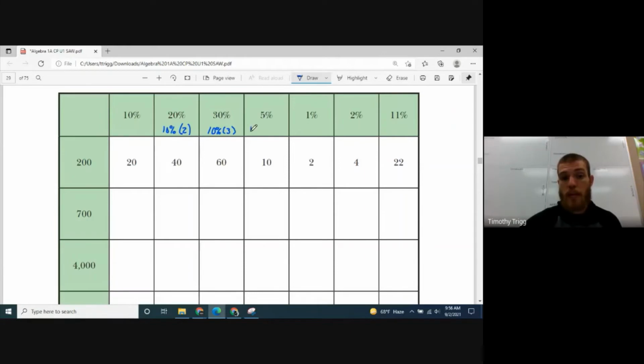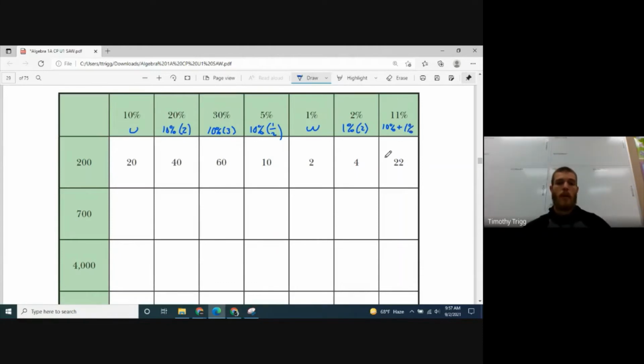For the 5%, you would take the 10% and then cut it in half, or in other words, times 1/2, or in other words, divide it by 2, right? So 20% divided by 2 gives you 10, just as the 10% divided by 2 gives you 5%. To find the 1%, you move the decimal 2 places. Here, I'll just show this one decimal place. Here you do 2 decimal places. To find the 2%, you would do the 1% and then multiply by 2. To find the 11%, you would do the 10% plus the 1% to get 11%.